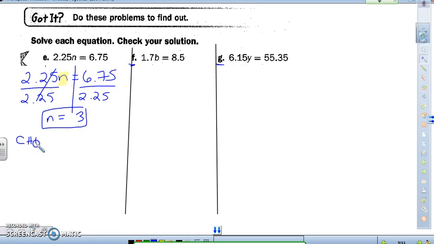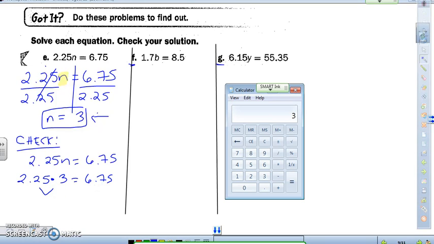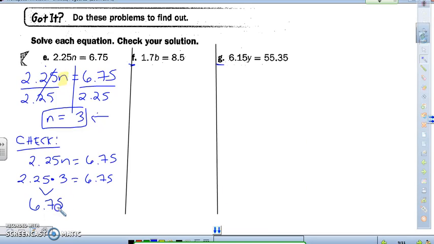Now to do the check, I write the word check, rewrite the problem, and now substitute in. Wherever I see an n, I'm putting a 3. So 2.25, oh, here's an n. What sign do I need to put in between those if they're touching? Multiplication. Make sure you do that. And now I actually do the math. I'm going to take the 3, multiply it by 2.25. Oops, 6.75. Great job.